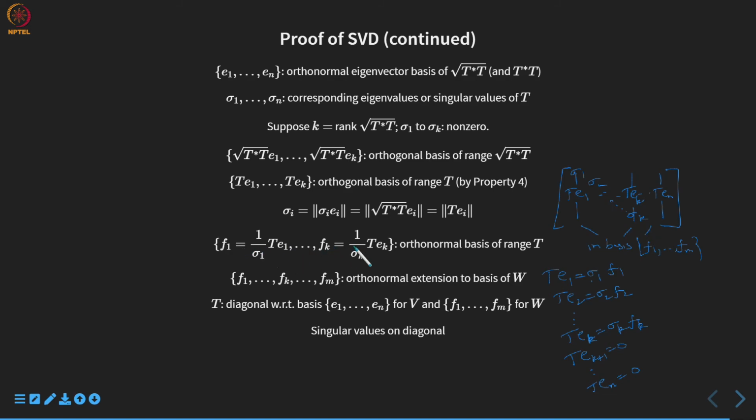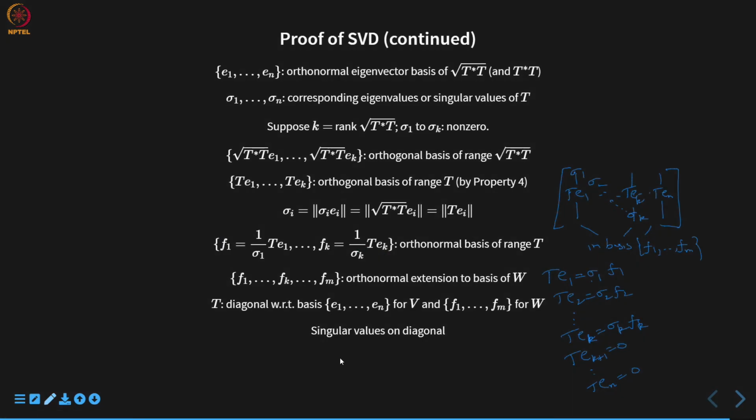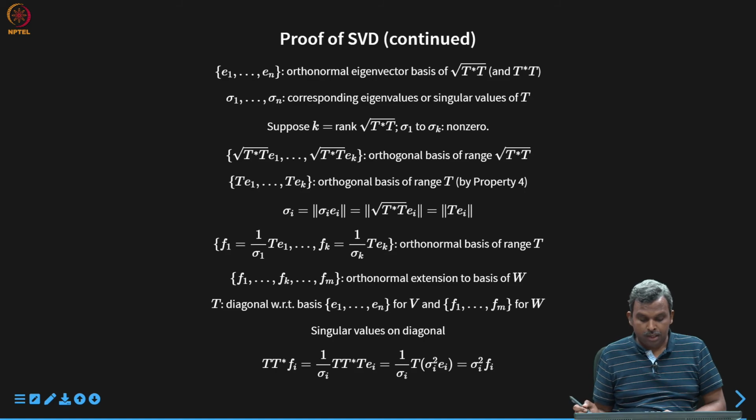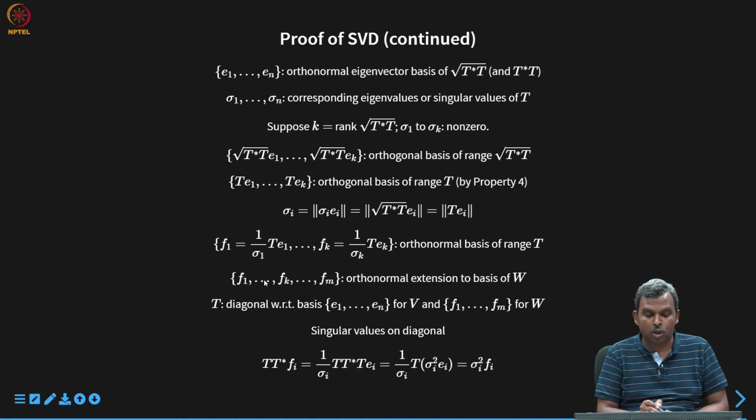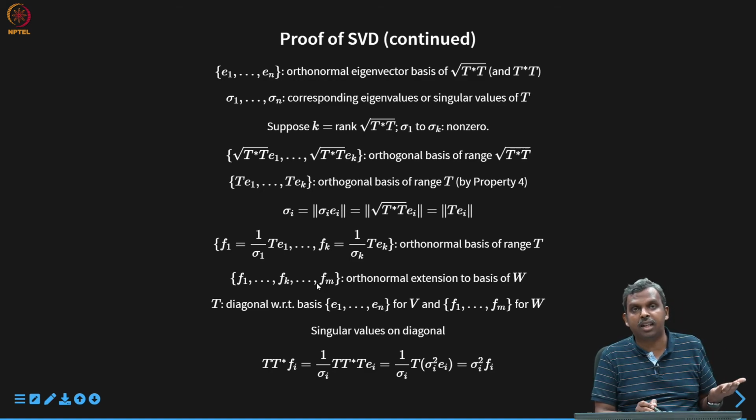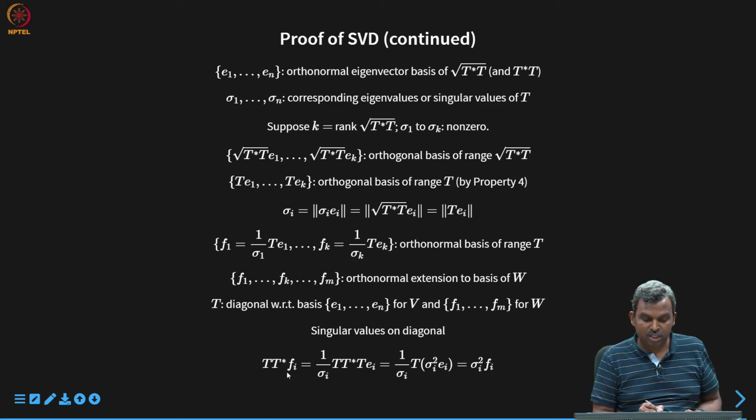So this relationship is crucial. TEi is sigma i Fi. That's the crucial relationship that we have proved. The last part we have to show is that these Fs should also be left singular vectors for T. How do you show that they are left singular vectors?